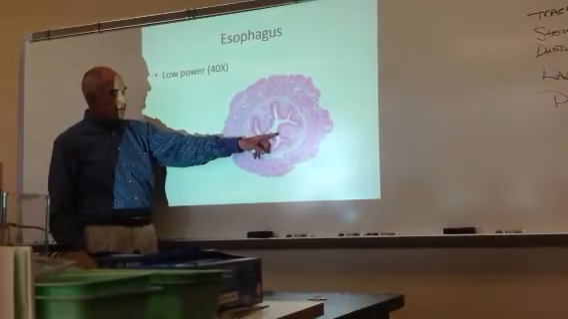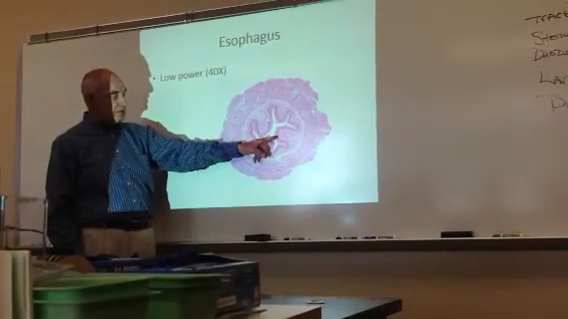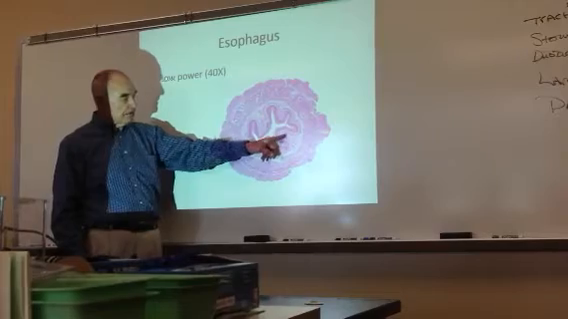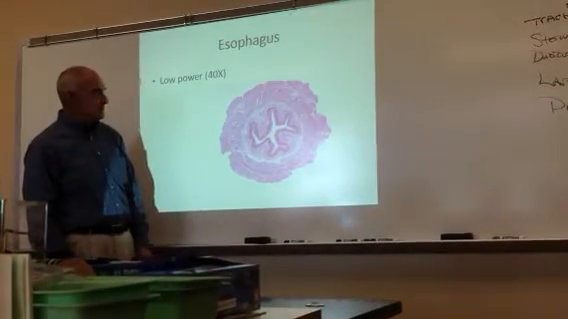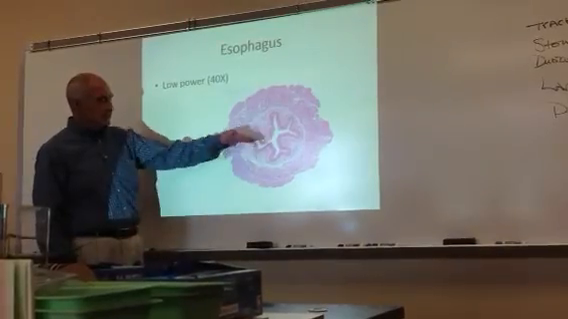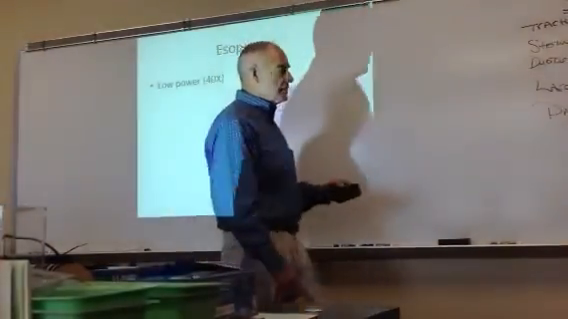The innermost layer is the mucosa, and then the submucosa, and then the muscularis, and then on the outer edge on this slide, the adventitia. So we're going to see different layers, and that's one thing that we're going to need to know.